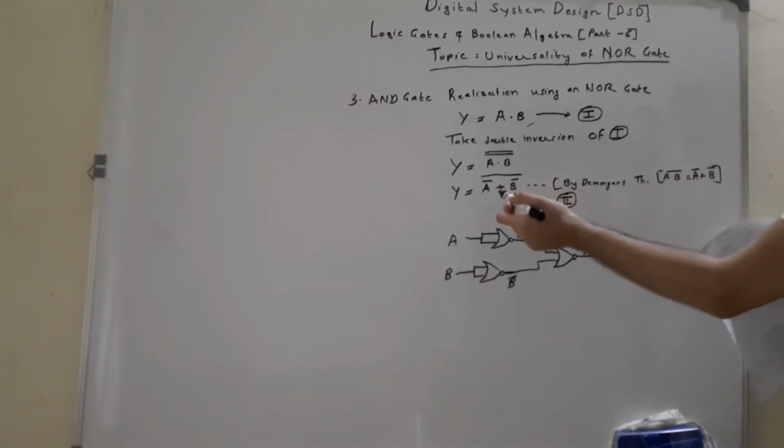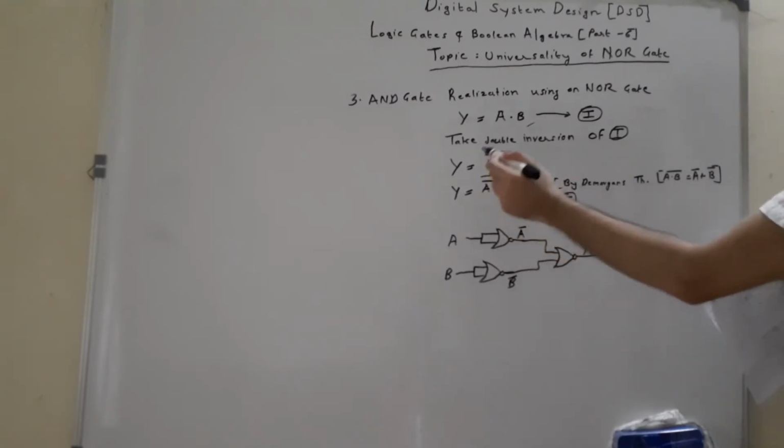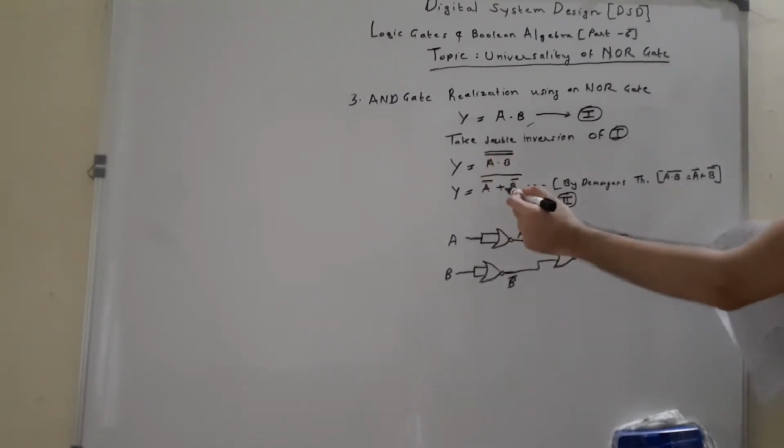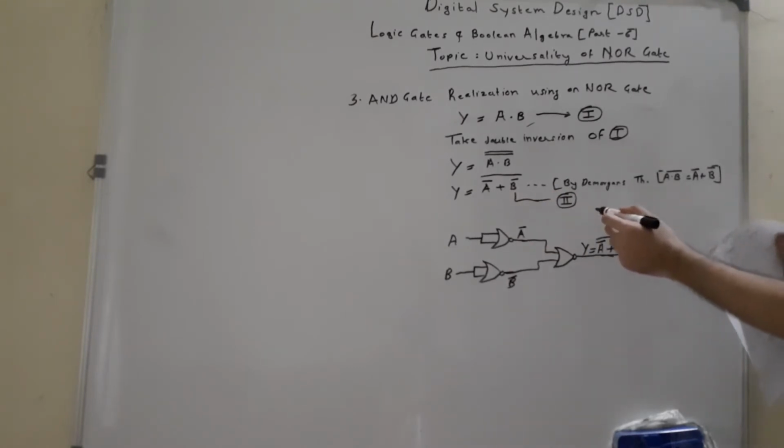So in the next step we replace that. Y is equal to A complement plus B complement, the whole complement. And this A complement plus B complement is obtained by De Morgan's theorem. So this is how we get the final logic expression for AND gate realization using NOR gate. So this is our final expression.